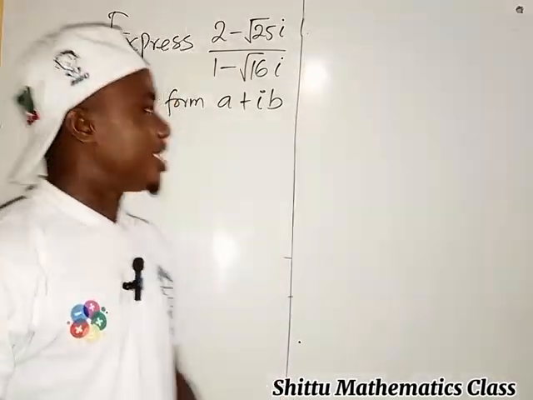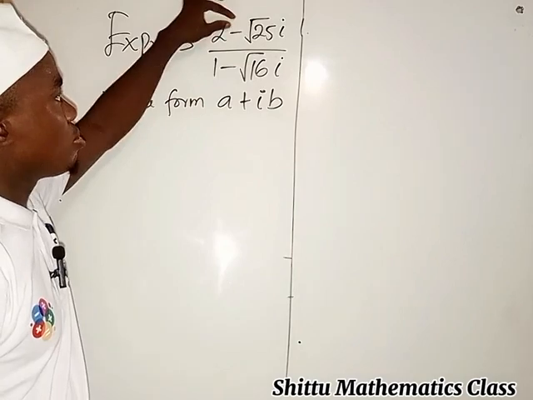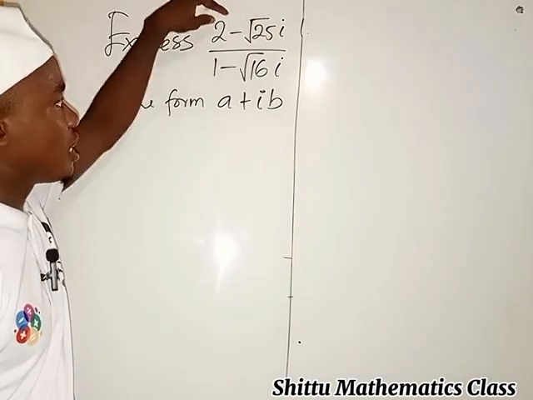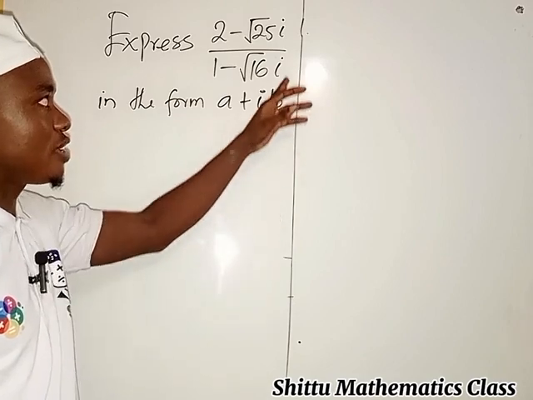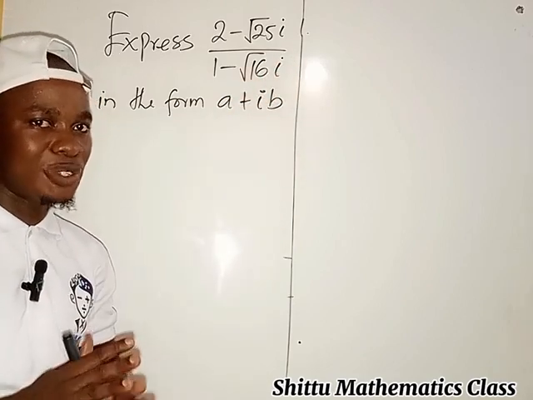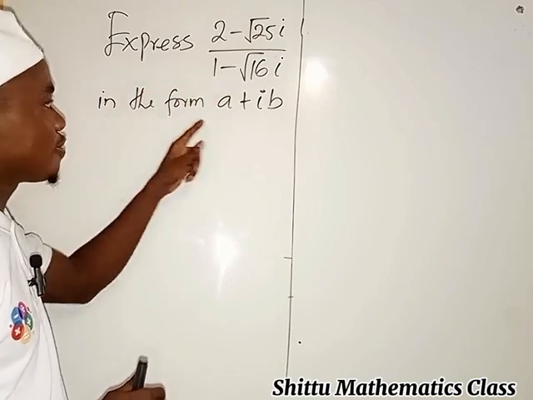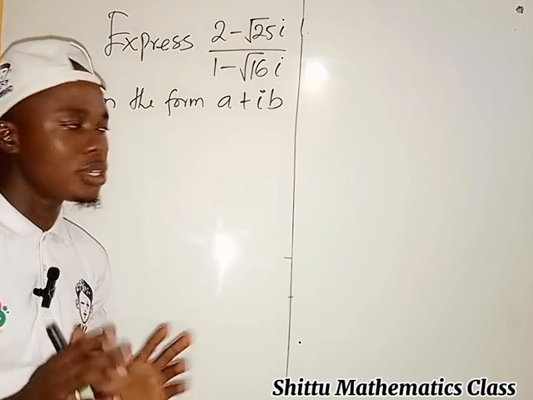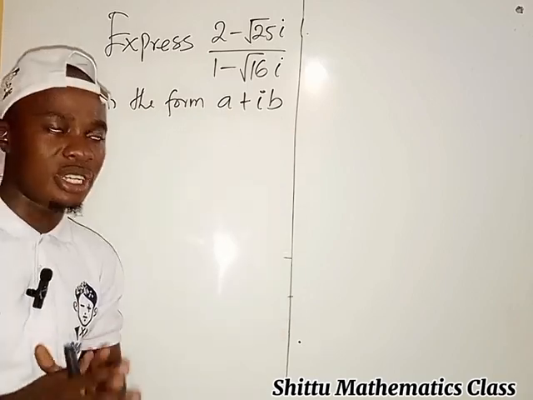You are welcome. Let's see how we're going to do this problem here. Express (2 minus root 25i) divided by (1 minus root 16i). I told you whenever you see i, we are working on the complex plane. So we want to express this in the form a plus ib, where a is the real part and b is the imaginary part.